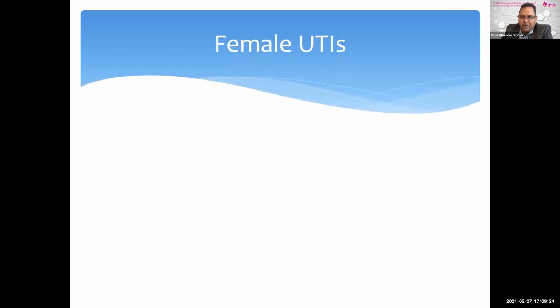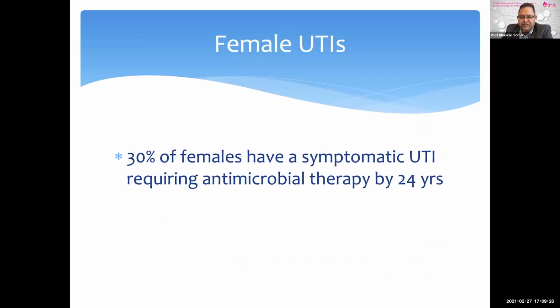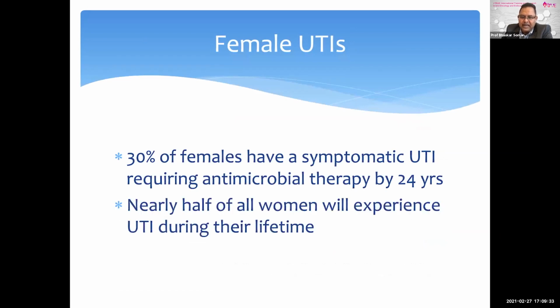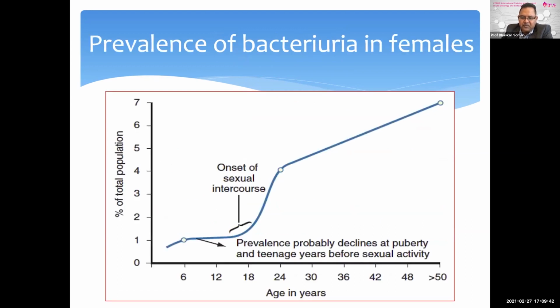Just to recap about the magnitude, 30% of females will have a symptomatic UTI that requires antimicrobial therapy by the age of 24. And nearly half of all women will have a UTI during their lifetime. Can you imagine the magnitude? It's massive. And this is the kind of prevalence. Generally, the prevalence of bacteriuria in females starts with the onset of sexual intercourse, and then it steeply increases between the age of about 17 to 25, and then keeps on increasing in a more gradual manner.